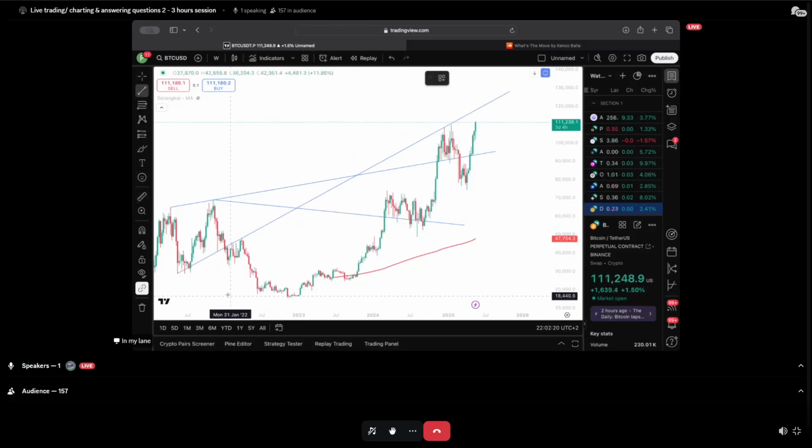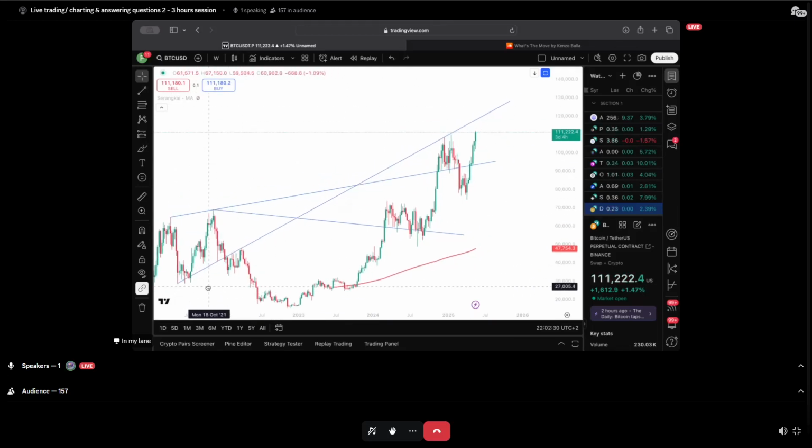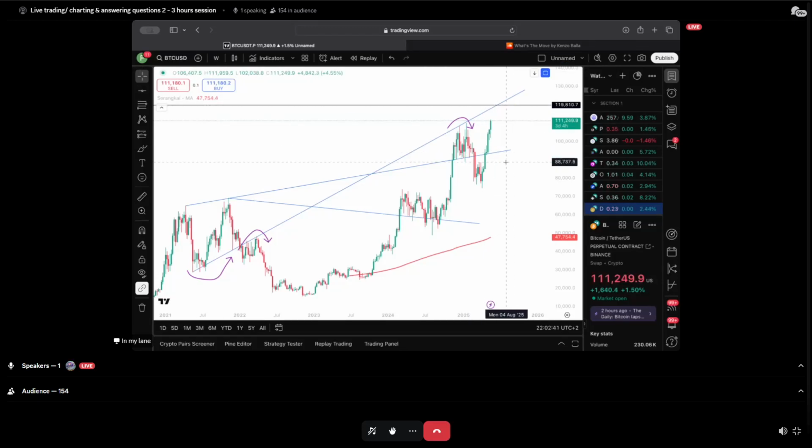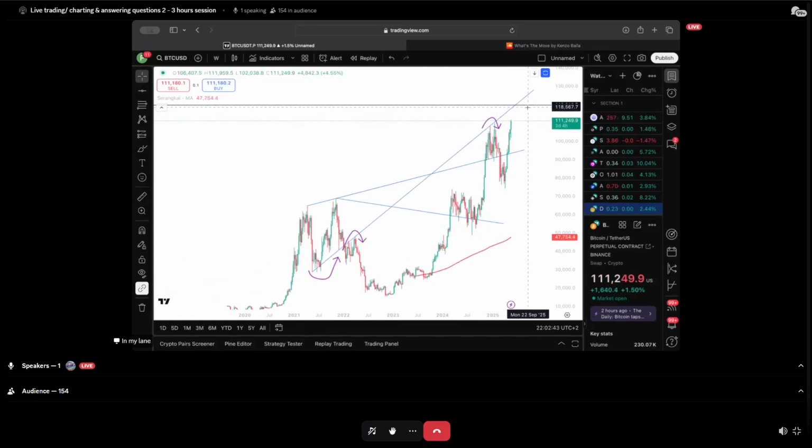or I try to find uptrend we're in. So this is the top. So we broke out, so I need to find the other top. And you can see here it is. So next resistance would be above here, around this area.